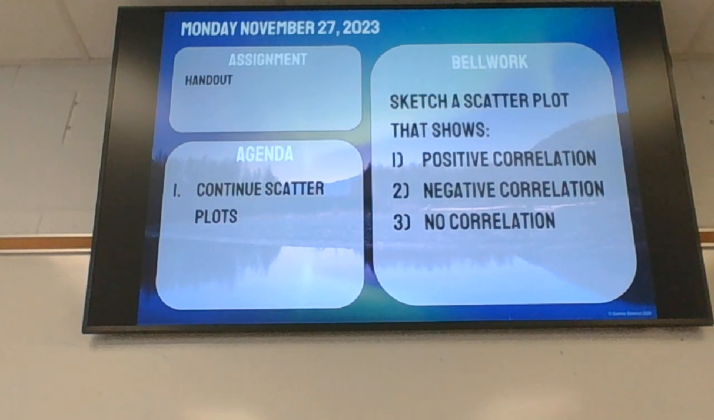So number one, this is information you already know about scatter plots: positive, negative, and no correlation. You can just do one like this, or you can do a whole x and y axis that goes positive and negative. Most of them are just positive. A lot of times with scatter plots, it's real life data. Everything we looked at Friday was real life data, so it's not just labeled x and y axis. A lot of times it's labeled with details about the data. But let's say we had to show positive.